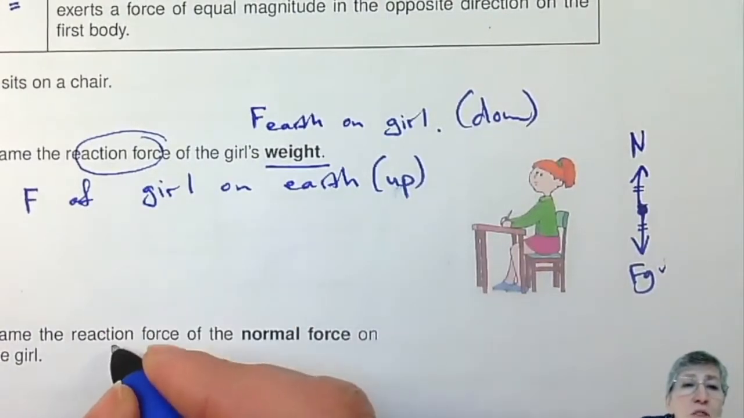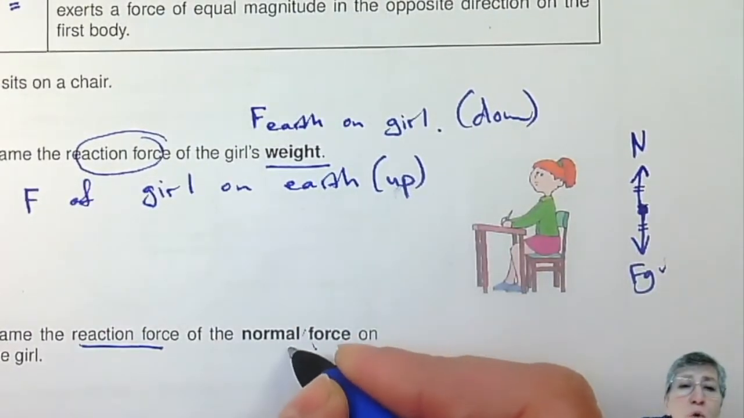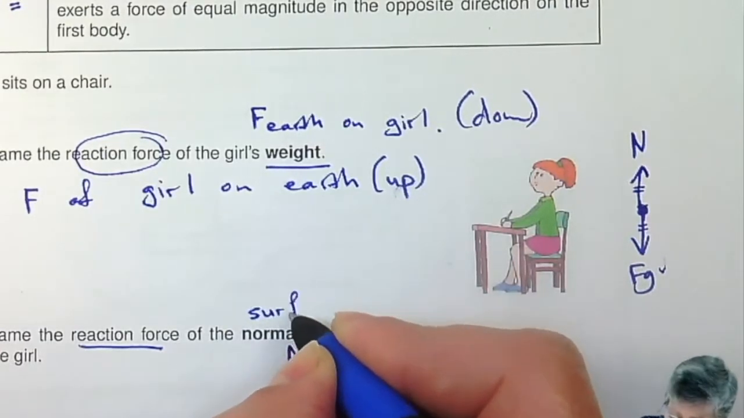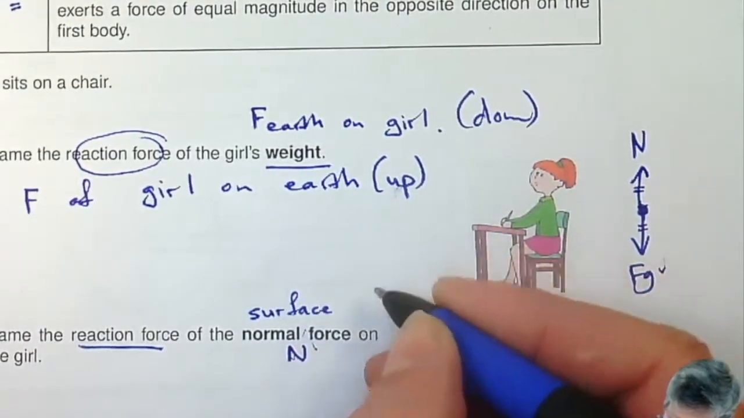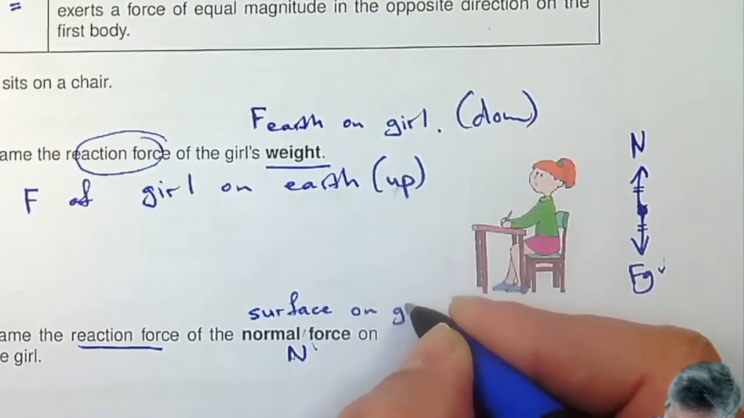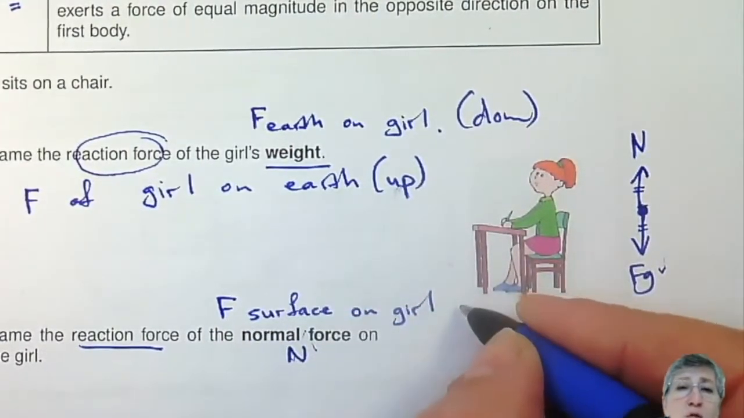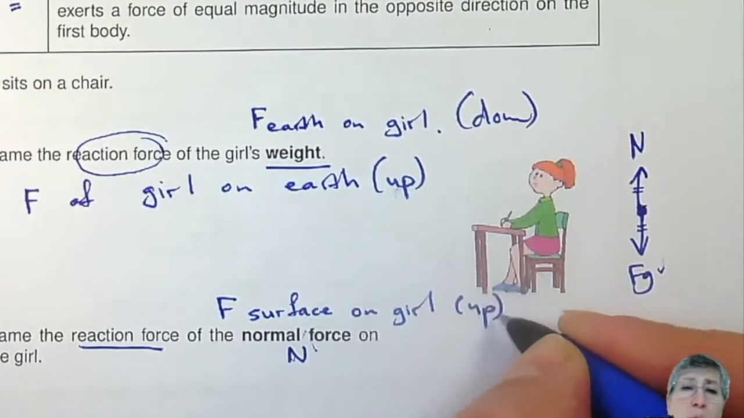Right, name the reaction force of the normal force. Now, what is the normal force? The normal force is the surface, or the chair in this instance, on the girl, right? So it is the force of the surface on the girl, and this normal force is working upwards, right?